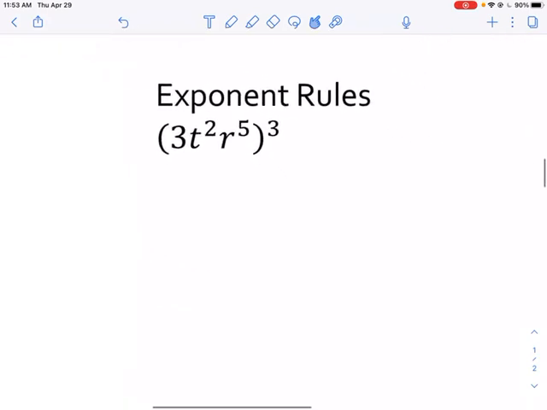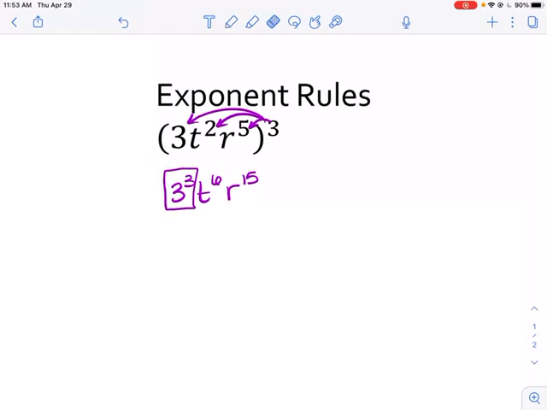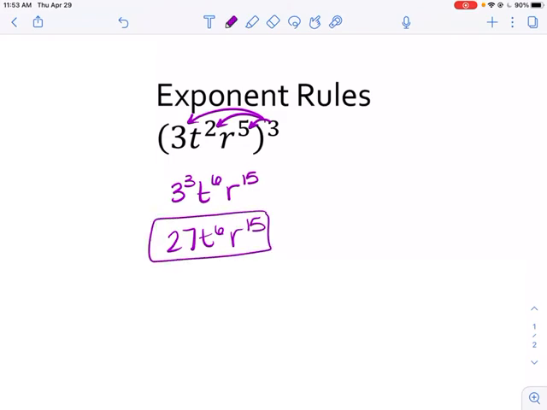Okay, let's do our exponent rules. And I'm not even going to write the times. I'm just going to draw my arrows. So 3 cubed, t to the power of 2 times 3 is 6. And then r to the power of 5 times 3 is 15. Now, whenever you have a number and it's going to be a smaller number, you should simplify. 3 times 3 times 3 is 27. So that is my final answer.